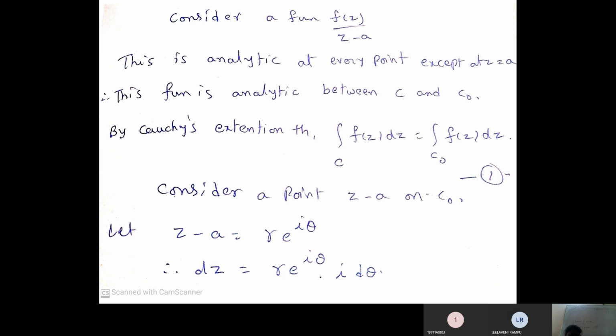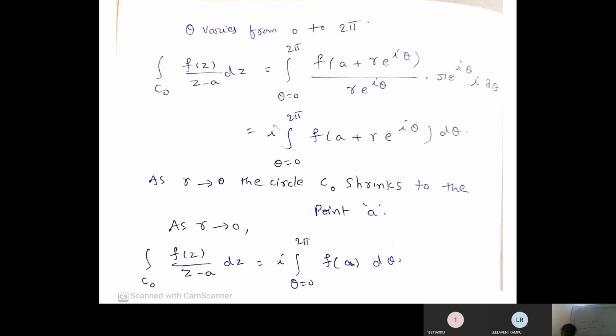Now, consider a point on C naught. z minus a can be taken as r e power i theta. Differentiating with respect to theta, dz equals r e power i theta into i d theta. Since C naught is a circle, theta varies from 0 to 2 pi. So the integral over C naught of f of z by z minus a dz equals the integral from theta equal to 0 to 2 pi of f of a plus r e power i theta.